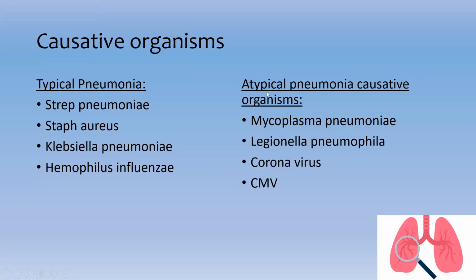Under atypical, some of the causative organisms include Mycoplasma pneumoniae, Legionella pneumophila, and coronavirus and cytomegalovirus. So these cause a type of pneumonia that presents atypically, with a dry cough, give or take a fever, give or take chest pain.